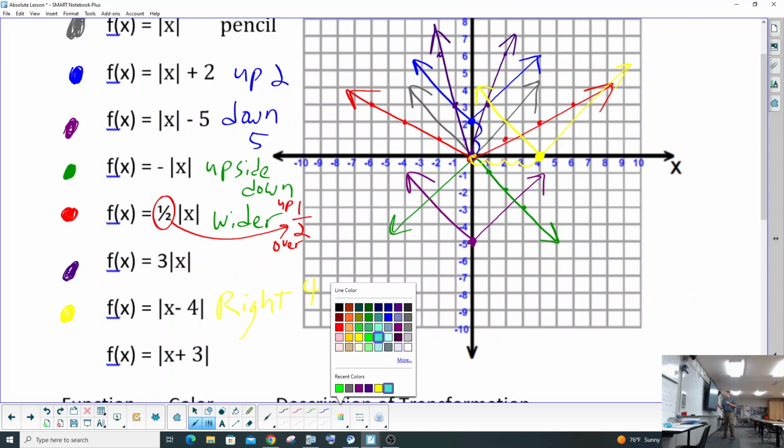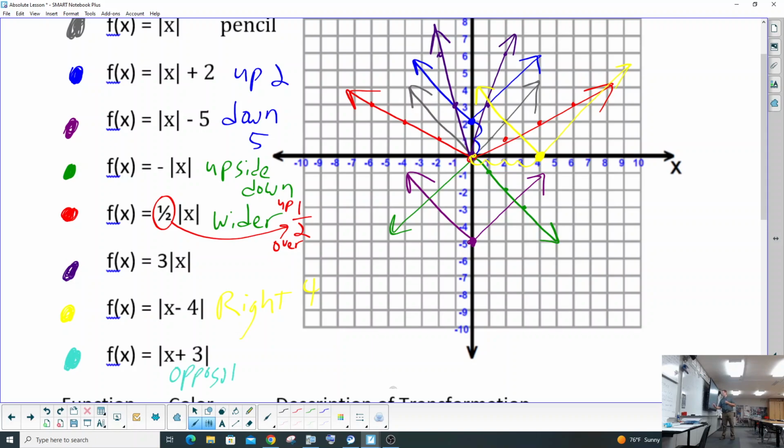And the last one, turquoise. It's not going to be right 3 even though there's a plus there, because it's opposite. Remember, it's opposite what you think. Careful now. So that's actually going to be left 3. So now from the center, we're going to go left 1, 2, 3. And then we're going to go up and to the left, sorry. Now we're going to do up and to the right, up and to the right, up and to the right. And then turquoise meets yellow.